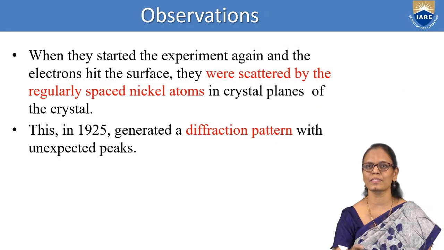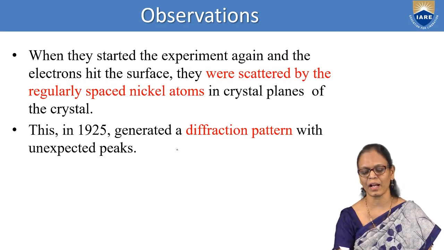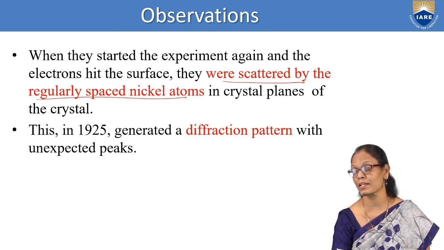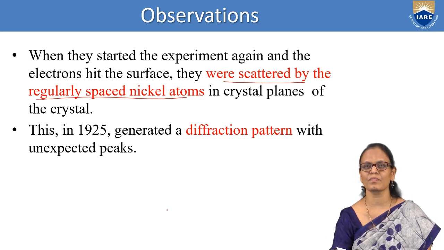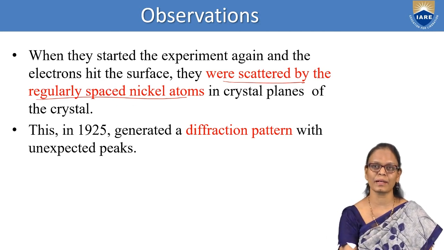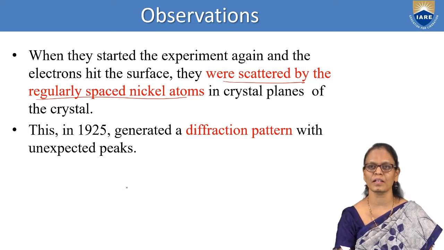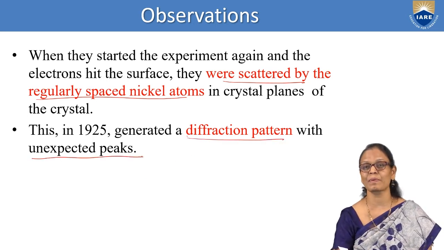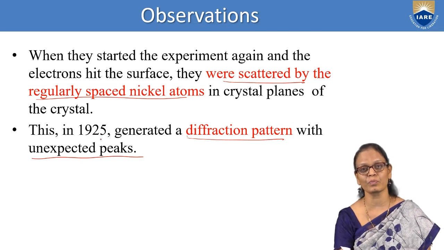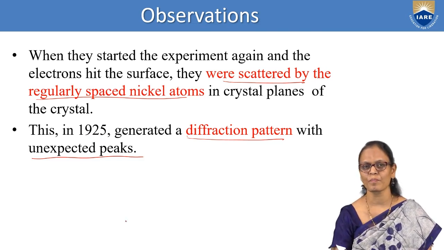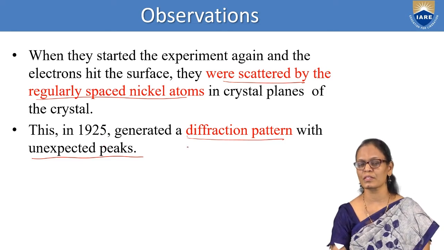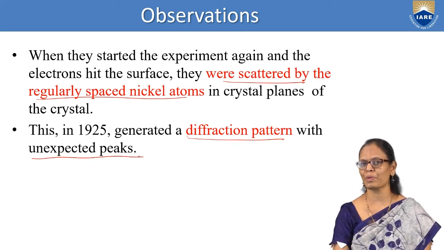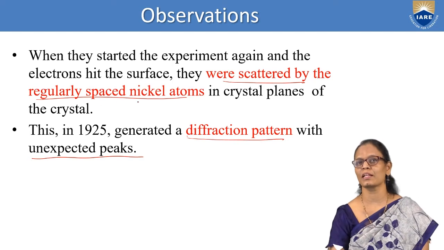So, because of that, what he observed, when they started doing the experiment again and the electrons hit the surface, they are now scattered by the regularly spaced nickel atoms. It's no more a polycrystalline nickel surface. So, what happened? They are scattered by the regularly spaced nickel atoms in the crystal planes of the crystal. So, this generated a diffraction pattern with unexpected peaks. So, this is in the year 1925. He was doing a series of experiments, I told you. So, in 1925, what he observed is, this gave rise to a diffraction pattern with unexpected peaks, because of the regularly spaced nickel atoms.